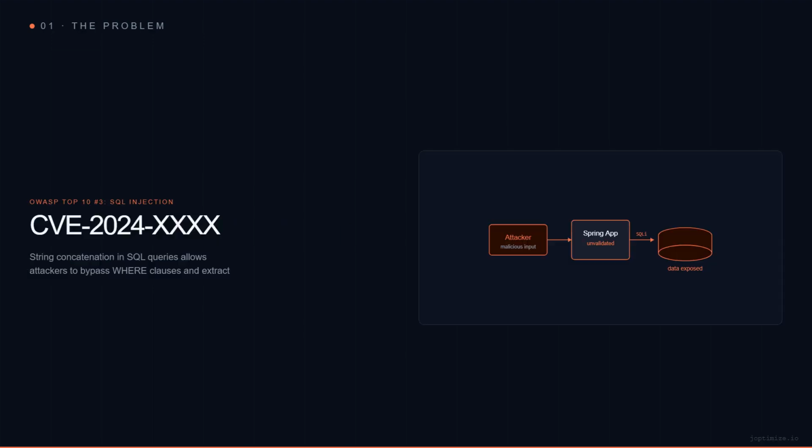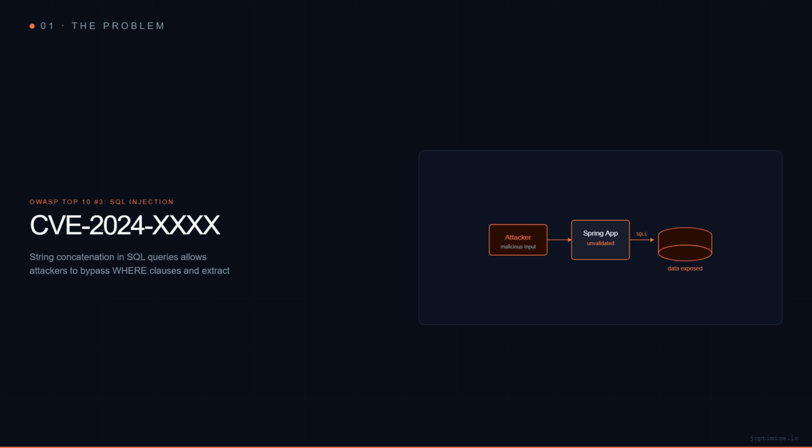Imagine a login endpoint accepting a username. You build a query by concatenating user input directly: select * from users where username = ' + username + '. An attacker submits admin' or 1=1. Now the query becomes select * from users where username = 'admin' or 1=1, which returns every user record. One request. Your entire user table exposed.